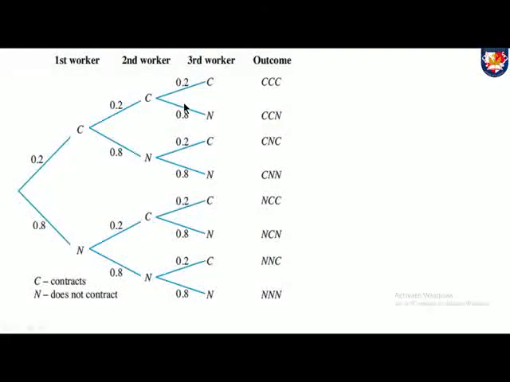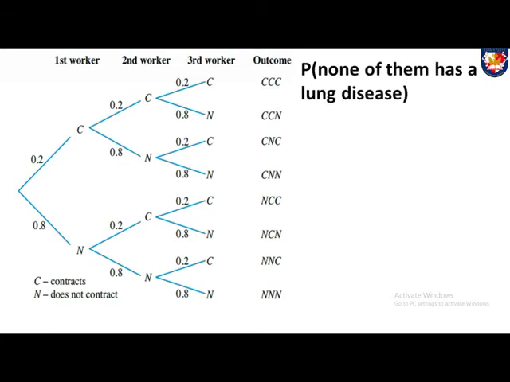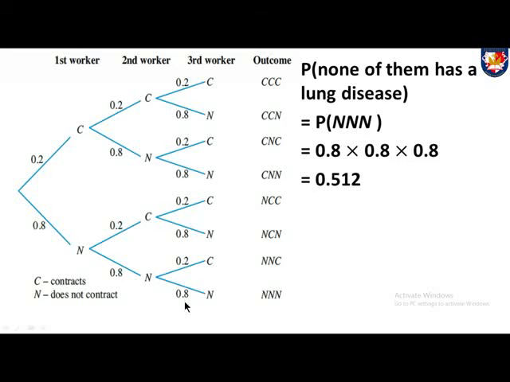And then this is the tree diagram that shows the probability. C is for contracts the lung disease and N for does not contract a lung disease. We're going to find the probability of none of them having a lung disease. This is the favorable outcome for that probability, none of them. So the probability is 0.8 multiplied by 0.8 multiplied by 0.8, equal to 0.512.